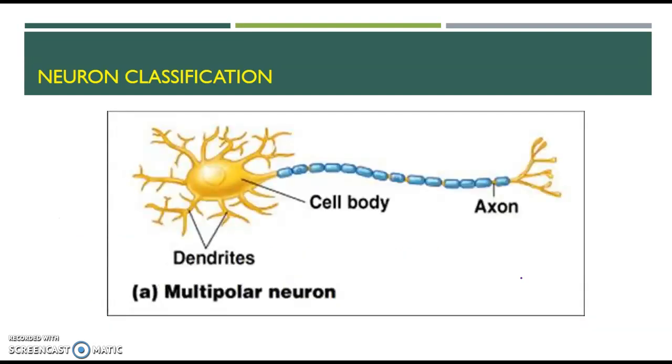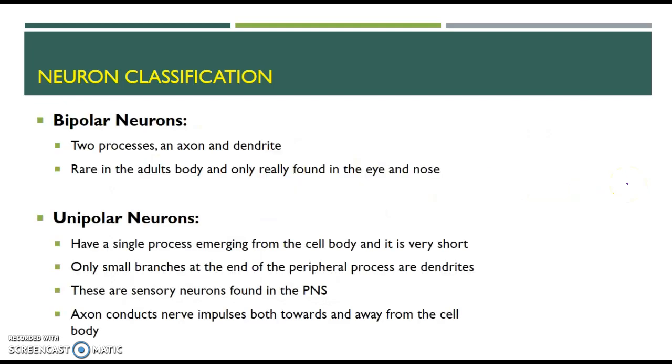Okay, so here's our multipolar neuron. We've looked at this many times. Here's the dendrites. Here's our cell body where our nucleus and all our organelles are. And then here's the axon and our axon terminals that are going to transmit it to the next neuron. So that's our most common type.